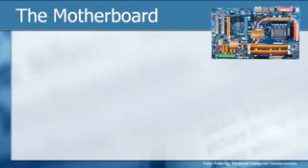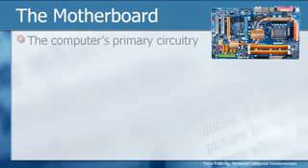Maybe one of the scariest things and the most technical that we'll talk about is the motherboard. This is where we have all of the circuitry. This is the computer's primary circuit board, and there literally can be thousands, if not millions of pieces on this one little piece of electronics.